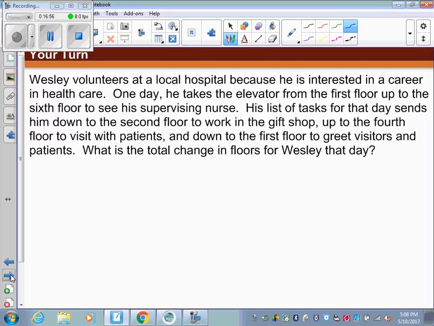Okay, and you can try the elevator one. So he's going up and down on the elevator. What is the total change in floors he went to? Okay, he went from the first floor to the sixth floor, then went down to the second floor, up to the fourth, and down to the first, to greet visitors and patients. What is the total change in floors for Wesley that day?